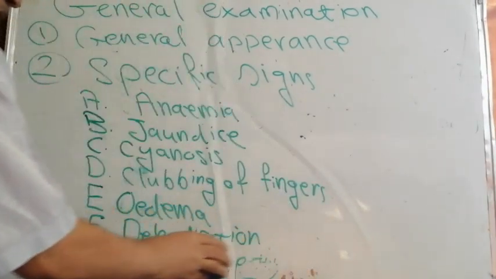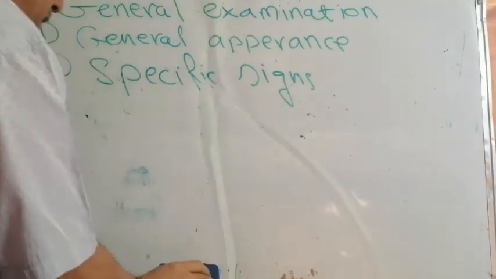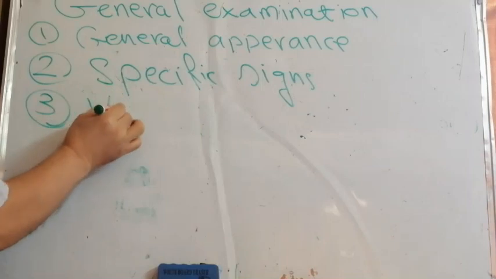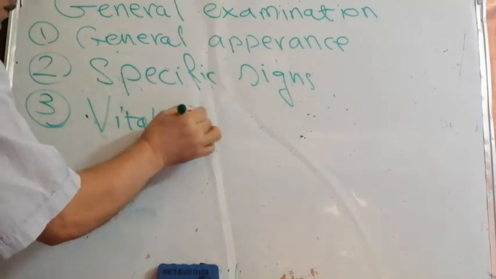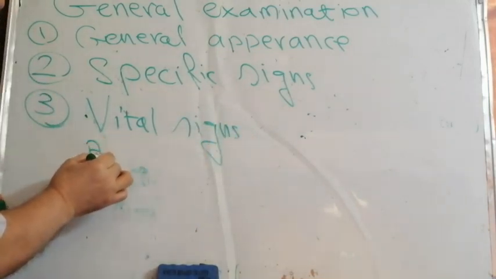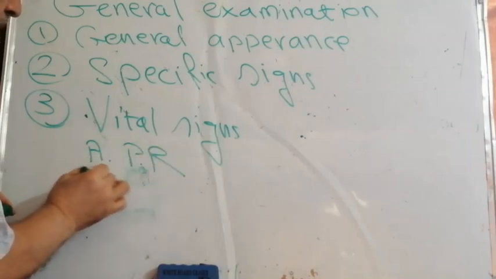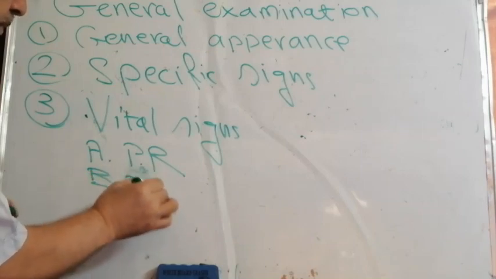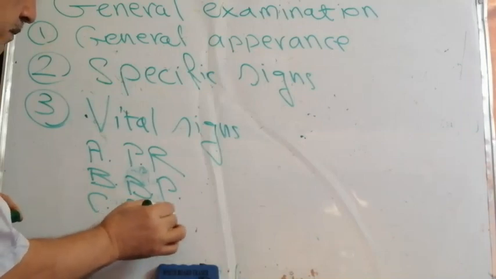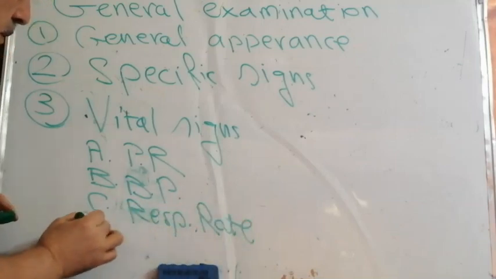The third point in the examination is the vital signs. Vital signs are A, the pulse rate, B, blood pressure, C, respiratory rate, and the temperature.